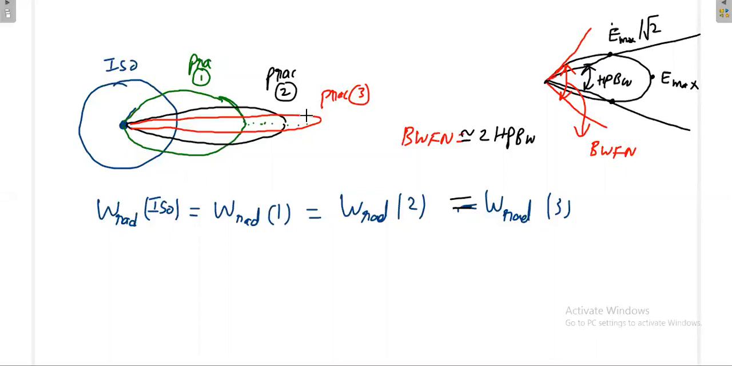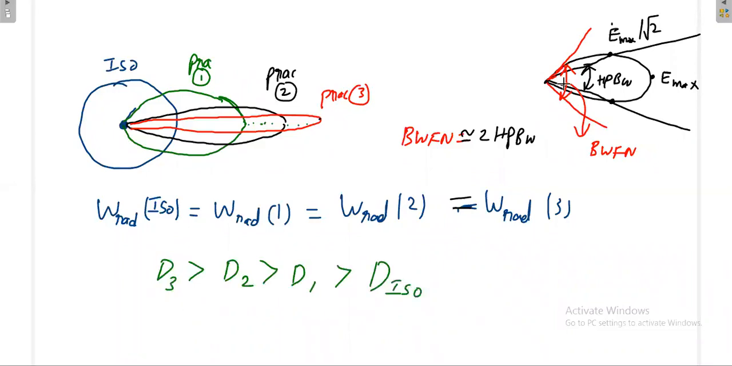So very clearly, once you go from isotropic to practical antennas 1, 2, 3, the beam width is decreasing. But what is increasing? The directivity is increasing. See, you measure the directivity of antenna 1, antenna 2, antenna 3, then definitely for the third antenna directivity is very much more, because this value is more, once you divide by the isotropic value. So D3 is larger as compared to D2, D1, and then D isotropic.